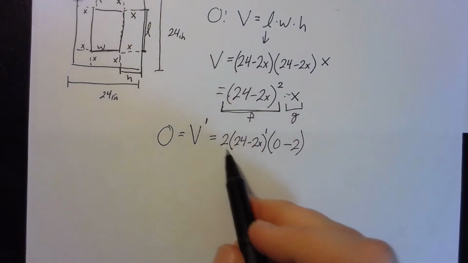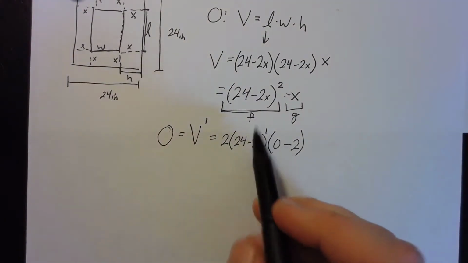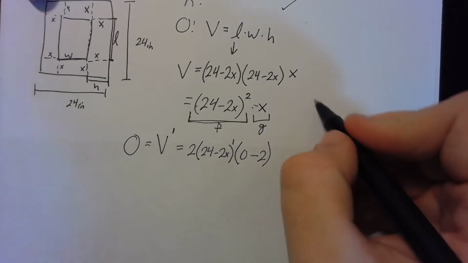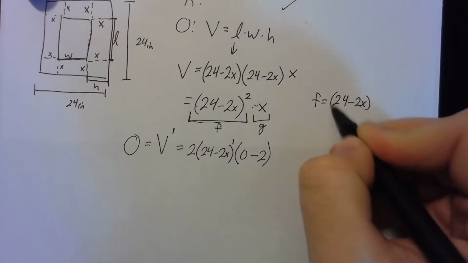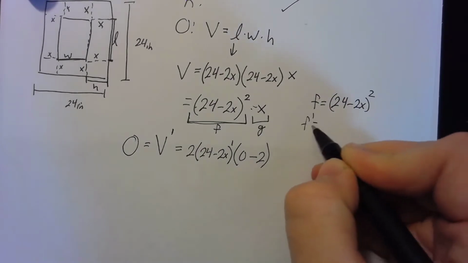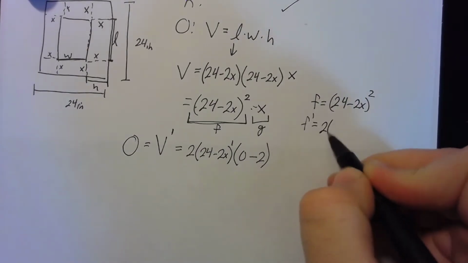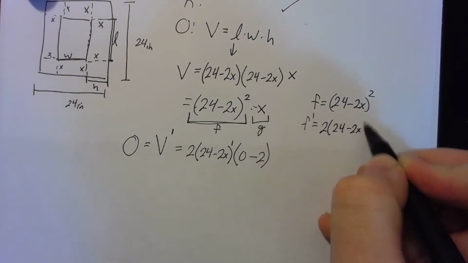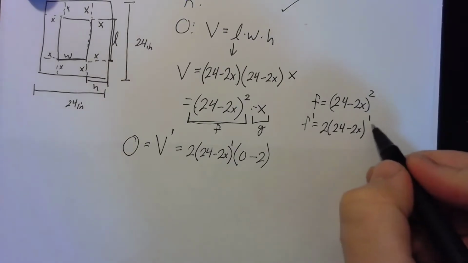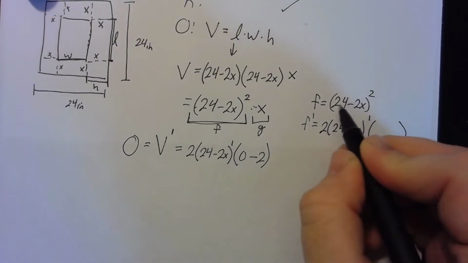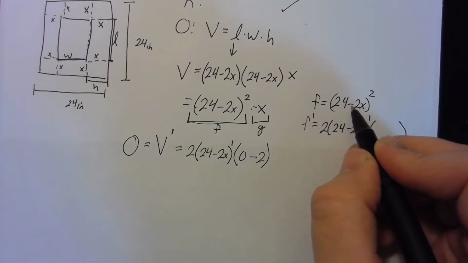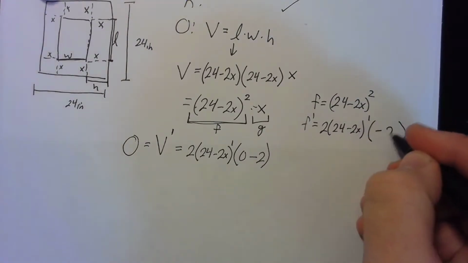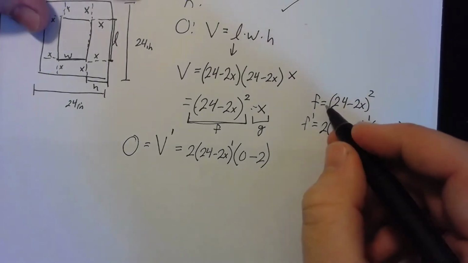So again, all three of these pieces is the derivative of f. Again, if you're having difficulty with that, f is (24 − 2x)². F prime, I have to apply the chain rule, carry down the 2, leave the interior unchanged, subtract 1 from the power, and then multiply by the derivative of the inside. The inside here is 24 − 2x. The derivative of 24 is 0. The derivative of −2x is −2. So this here is the derivative of f.